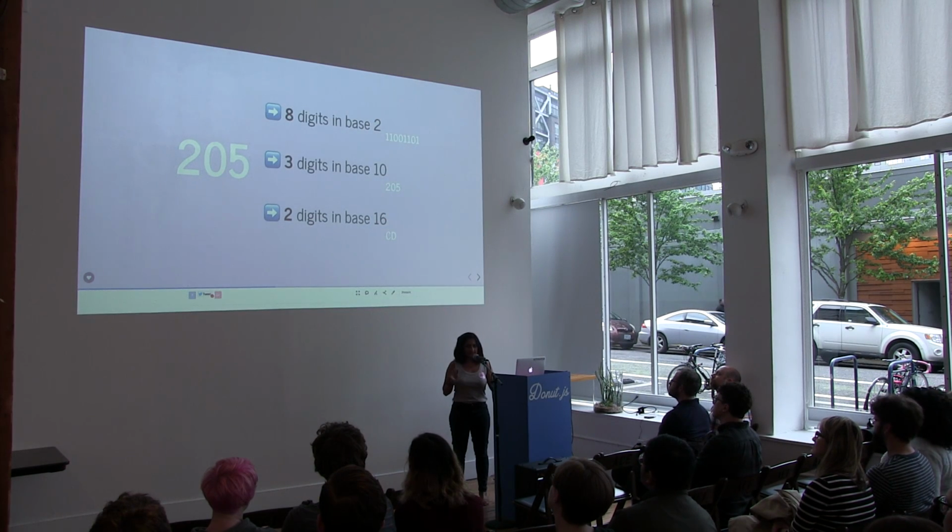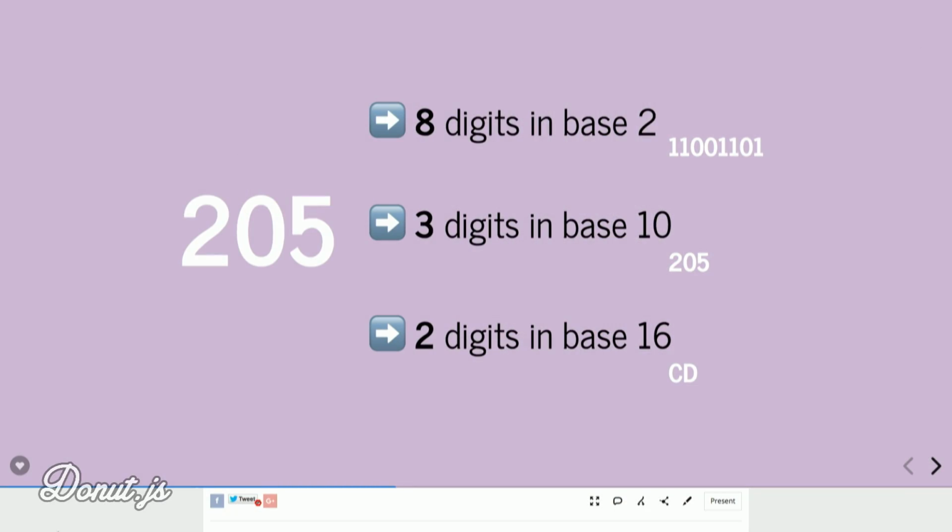If you take a closer look, you'll notice a pattern emerging. The higher the base, the fewer the digits you need to represent something. This is important. We're going to come back to it in a minute.